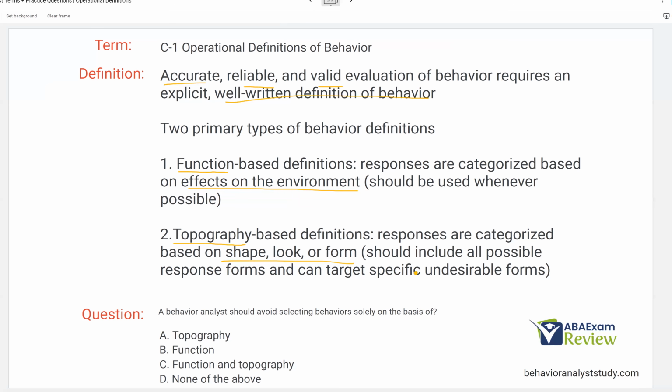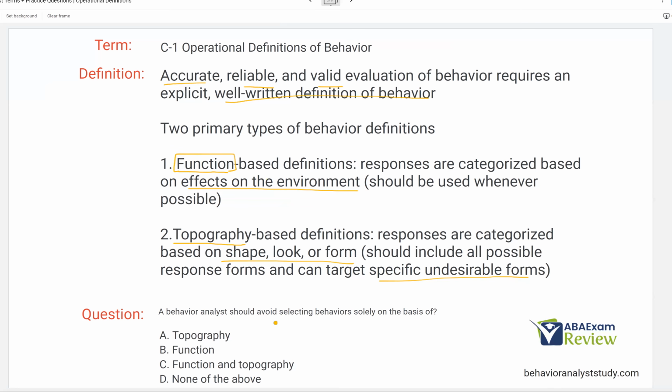Now, one advantage of topography-based definitions is you can target specific undesirable forms, right? So you can specifically pick out certain behaviors and how they look and say, well, if it looks this way, we're going to target it for reduction. So that's one advantage. But ultimately, everything should include function and should be function-based.